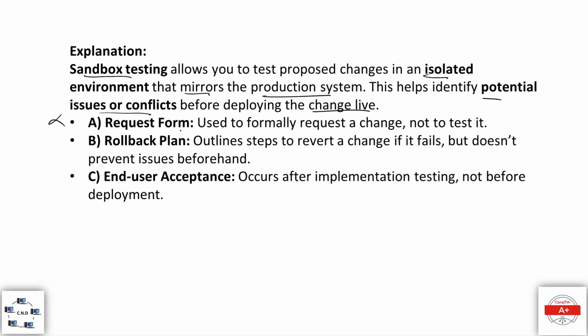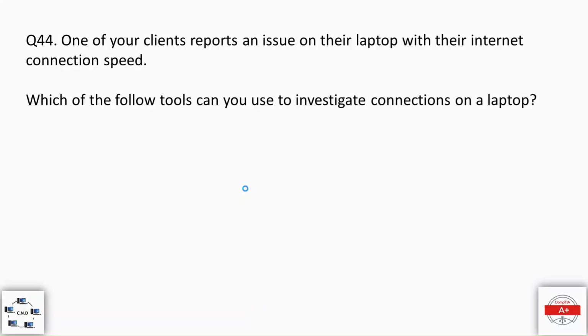Incorrect options: request form is used to formally request a change, not to test it. So this is the initial step. Rollback plan basically outlines steps to revert a change if the change failed, but it does not prevent issues beforehand. And end user acceptance occurs after implementation of the testing, not before deployment. So this is, you can say, one of the last steps.